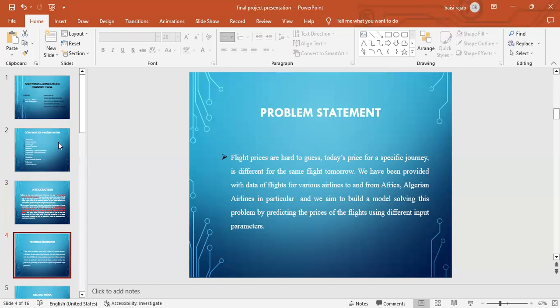Now, the dataset we are going to use for our model is found at Kaggle. It's an online platform, and we were able to acquire the Algerian Airlines dataset.